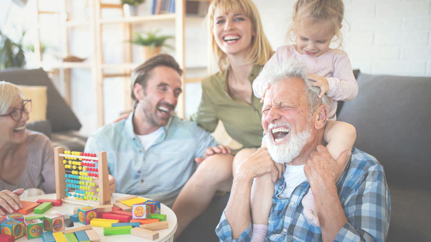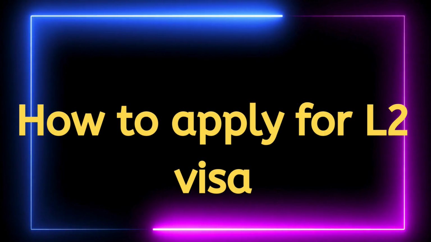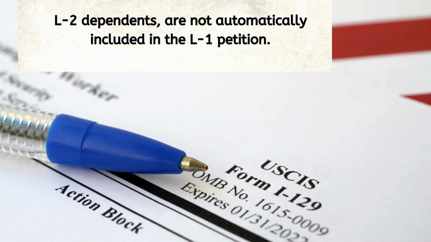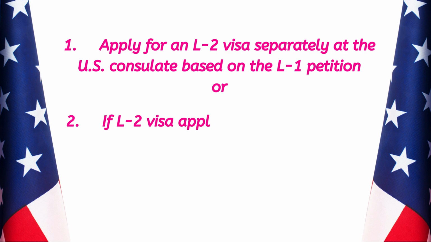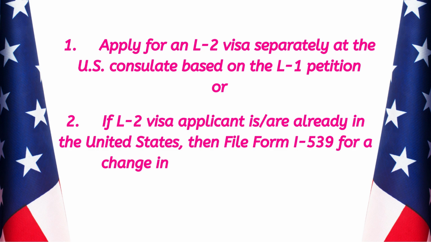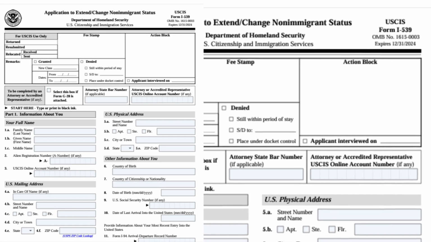Now friends, let's understand how to apply for an L2 visa. Now L2 dependents are not automatically included in the L1 petition. They can either, number 1, apply for an L2 visa separately at the US consulate based on L1 principal's petition, or if you, that is the L2 visa applicant, are already in the United States, then you can file Form I-539 for a change in your non-immigrant status.